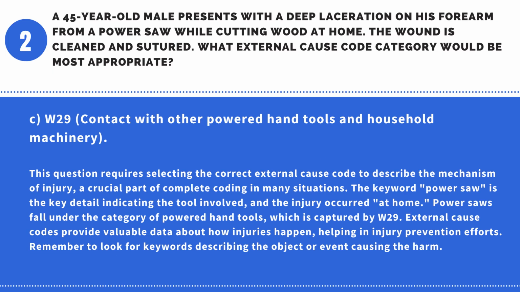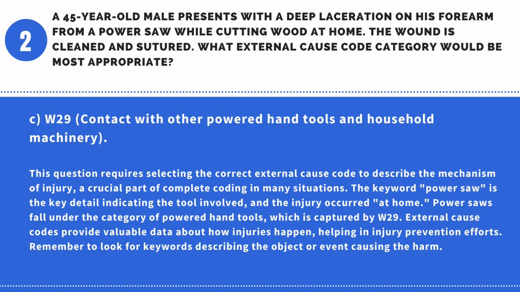Answer: C. W29, contact with other powered hand tools and household machinery. This question requires selecting the correct external cause code to describe the mechanism of injury, a crucial part of complete coding in many situations. The keyword "power saw" is the key detail indicating the tool involved, and the injury occurred at home. Power saws fall under the category of powered hand tools, which is captured by W29.